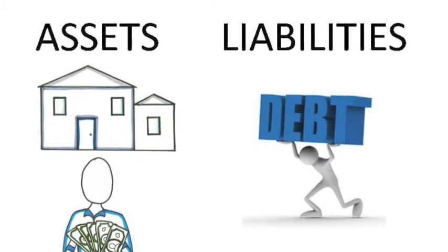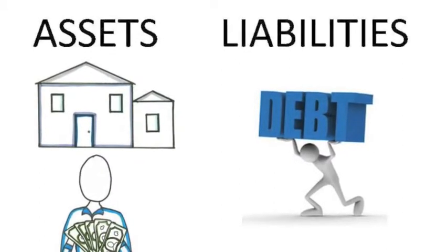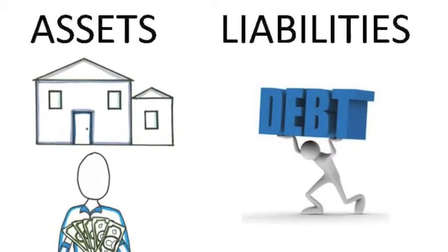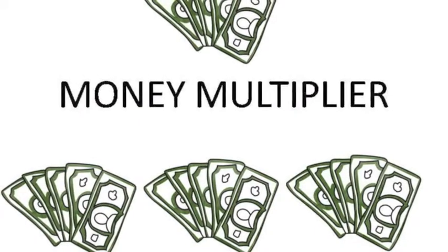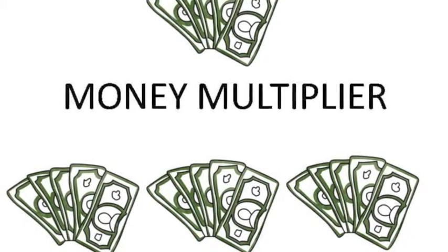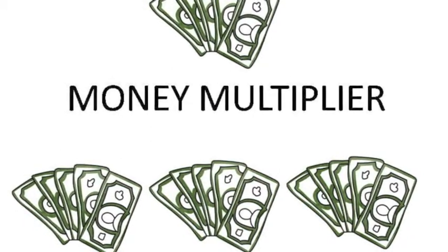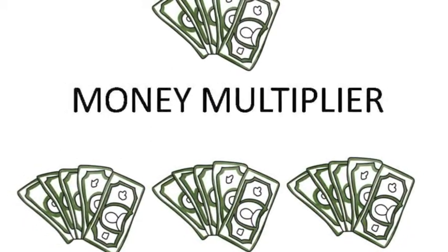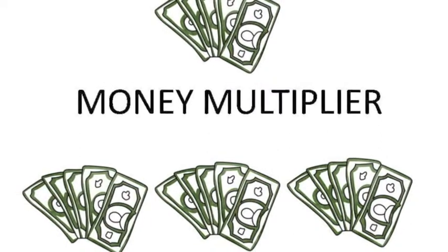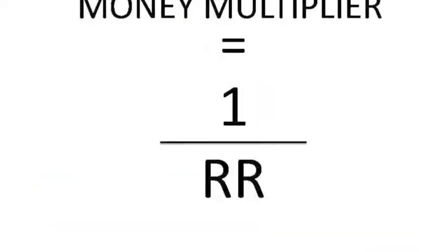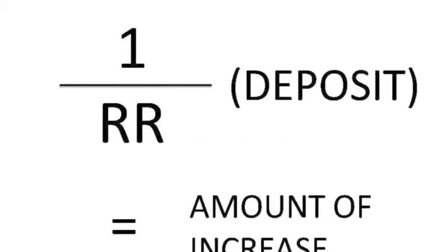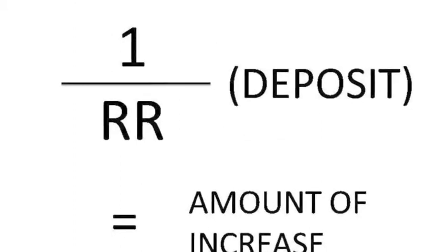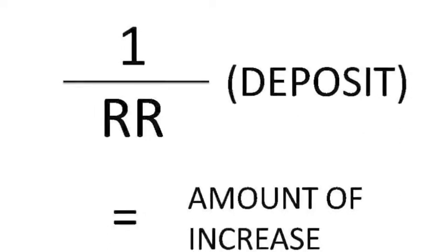Not only do bank deposits affect the individual or the firm, but they also affect the economy on a larger scale by means of the money multiplier. The money multiplier determines the amount the money supply increases when an individual or firm makes a deposit. To determine the money multiplier, you use the equation 1 divided by the required reserve. Then you use this outcome and multiply it by the amount of the deposit, and that is how much the money supply is increased by.